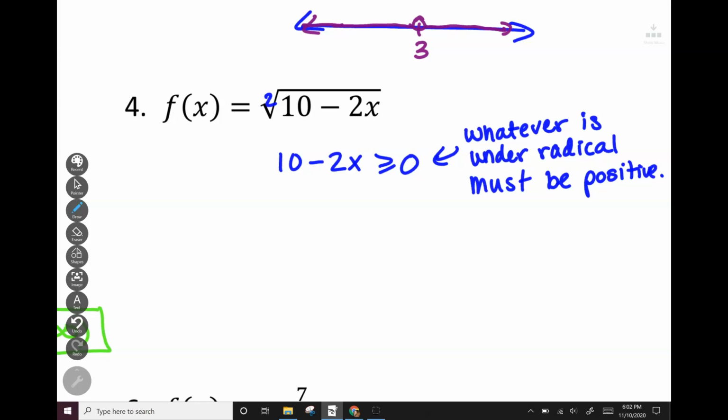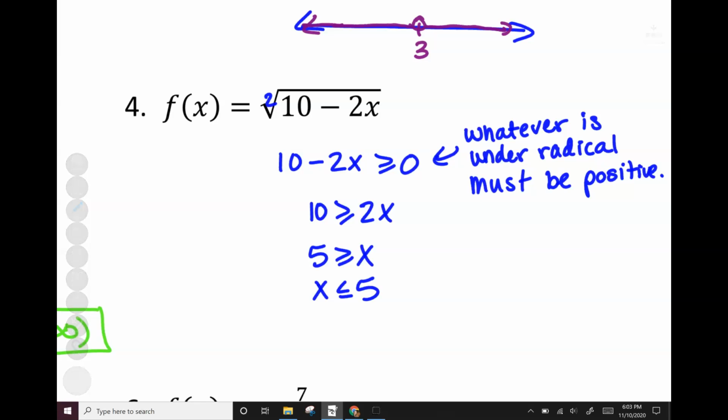All right, so let's solve this for x. So I can add the 2x to the other side. Divide by 2. Okay, so I'm going to flip it around. x is less than or equal to 5. So that is a restriction on x. x must be less than or equal to 5 in order for that to not give you imaginary y values.